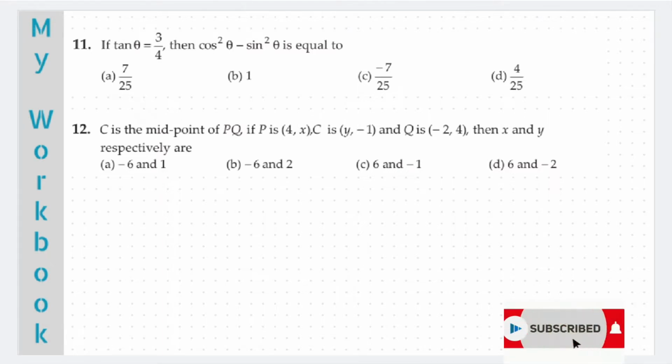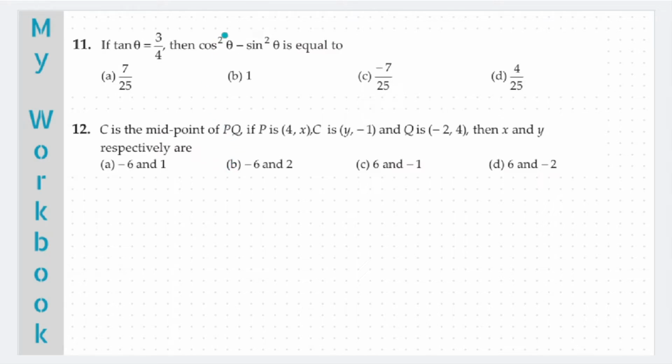Question number 11. It's from trigonometry. If tan theta is 3 by 4, then cos square theta minus sin square theta is equal to. Question number 12. C is the midpoint of PQ. If P is (4, x), C is (y, minus 1) and Q is (minus 2, 4), then x, y respectively are.